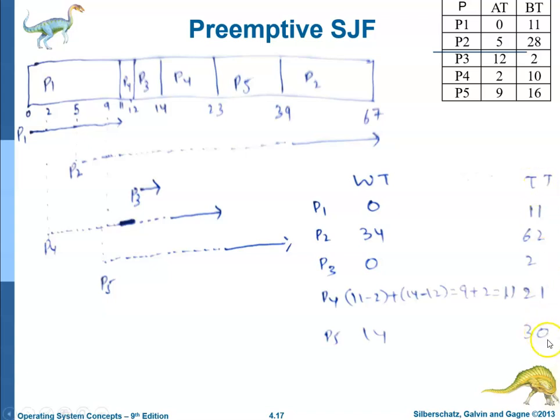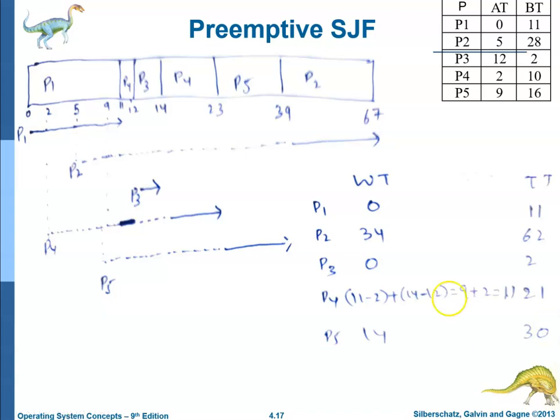Once the turnaround time is calculated, you need to calculate the average waiting time and the average turnaround time. Just add all of the waiting times and divide by 5. And for average turnaround time also, add all of these and divide by 5. That will give you the average waiting time and average turnaround time.